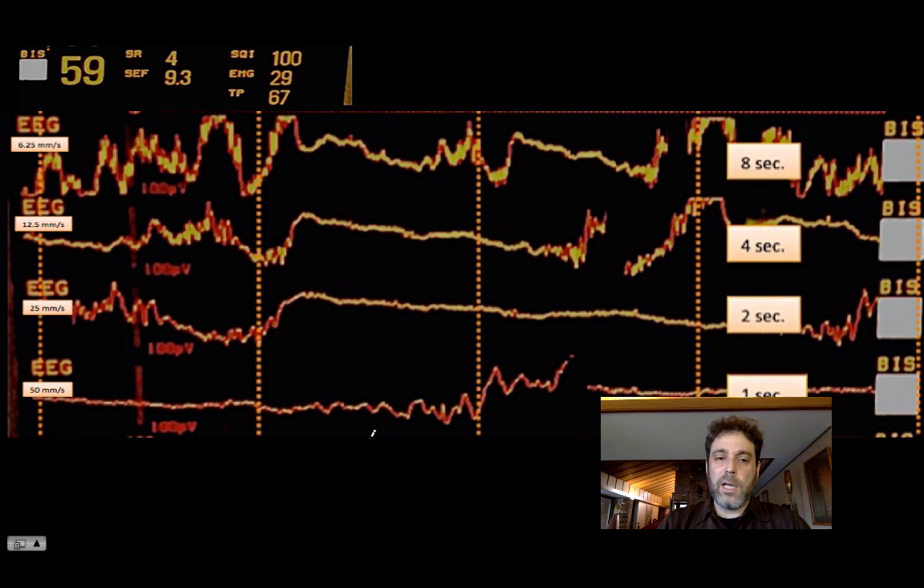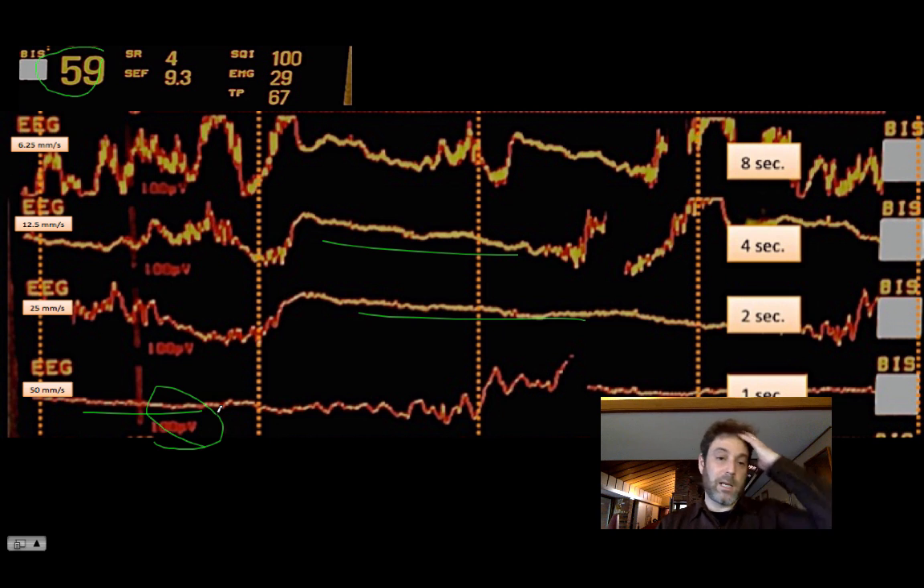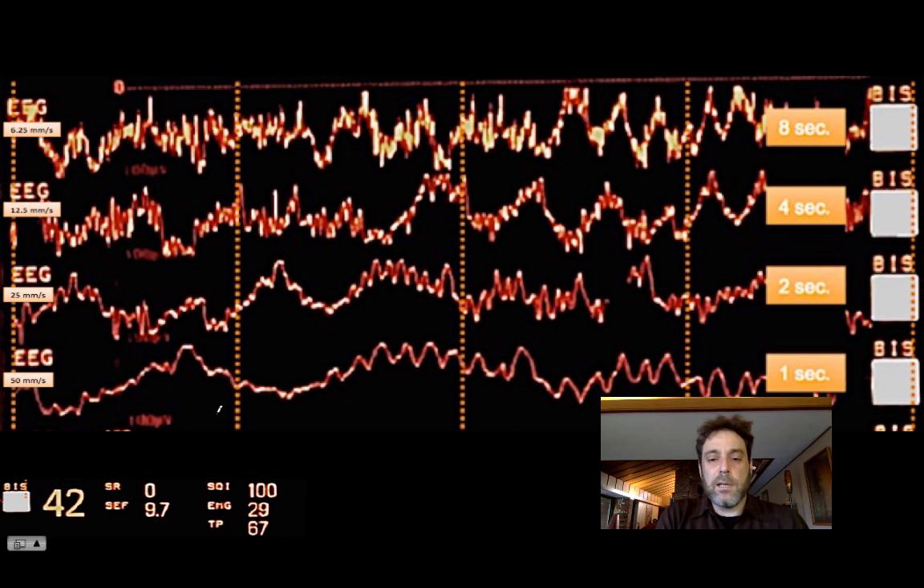Here again, an example of the BIS saying 59, but clearly we've got EEG suppression over here. We should decrease the scale, but this is likely to be too deep and the BIS is misleading. So, not light anesthesia there. In this example, you can count 1, 2, 3, 4, 5, 6, 7, about 8 hertz, spectral edge of 9, BIS of 42, these are all congruent. You've got these beautiful slow delta waves. This is probably too deep, could lighten anesthesia.